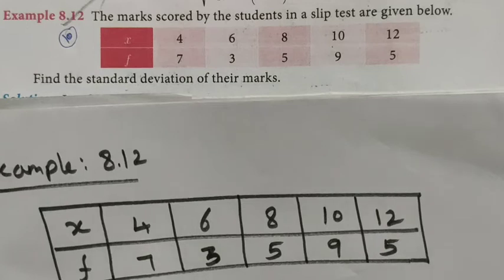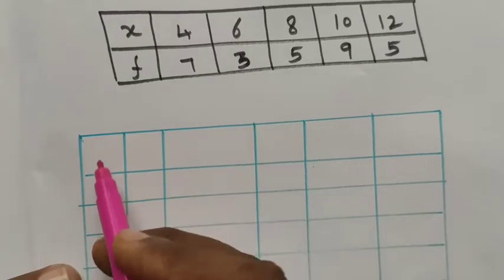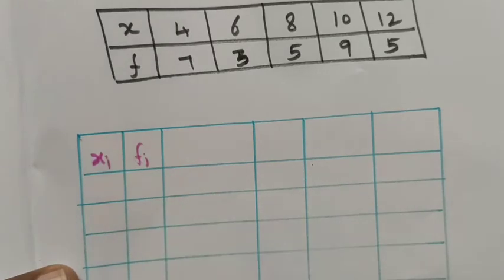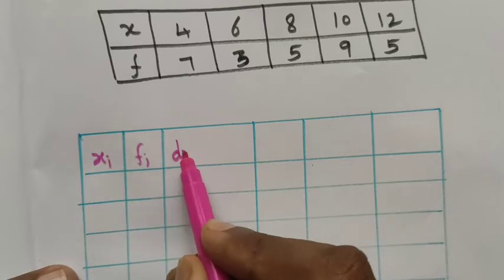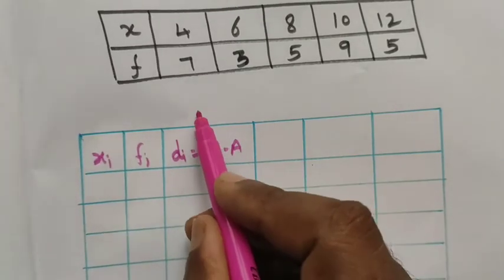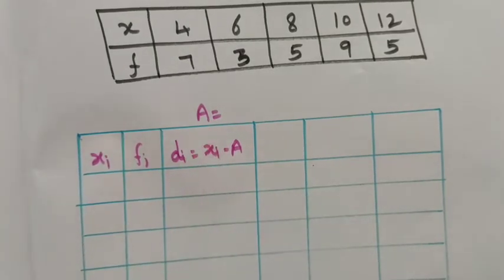Clearly it is grouped data, so here we are using the assumed mean method to solve this problem. In the assumed mean method, first we have the given data xi and the frequency fi. Then the deviation di is equal to xi minus a, where a is the assumed value. This assumed value should be selected from the xi values only.